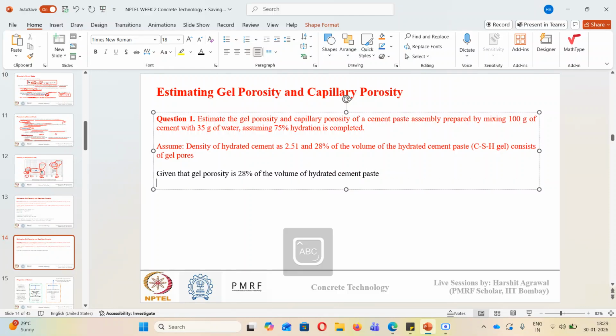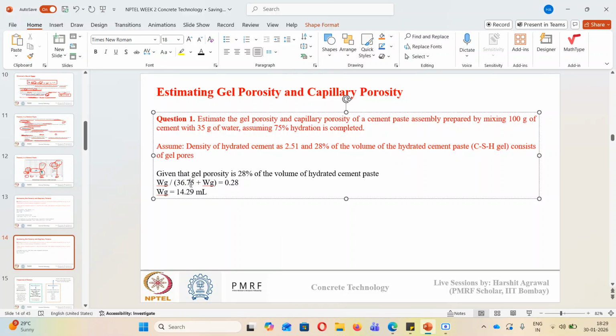Okay, so we can write volume of gel porosity Wg upon total volume, which is the volume of hydrated cement paste plus volume of gel porosity, is equal to 28%, or my factor 0.28. Solving this, I will get the gel porosity, which will come out to be 14.29 ml. This is my total volume, this is the volume of my cement paste, and volume of cement paste plus gel pores will give me the volume of hydrated cement paste assembly, the entire assembly.